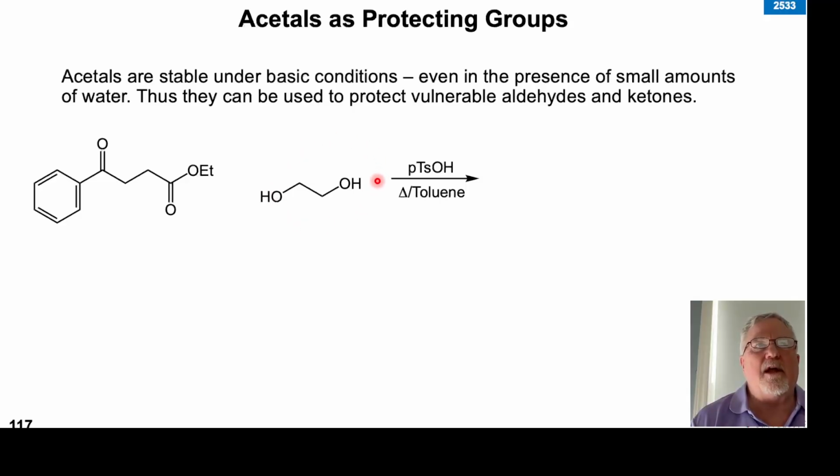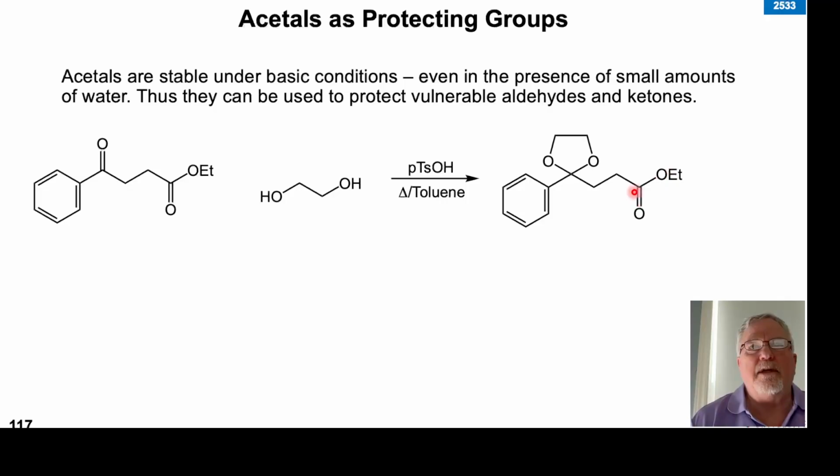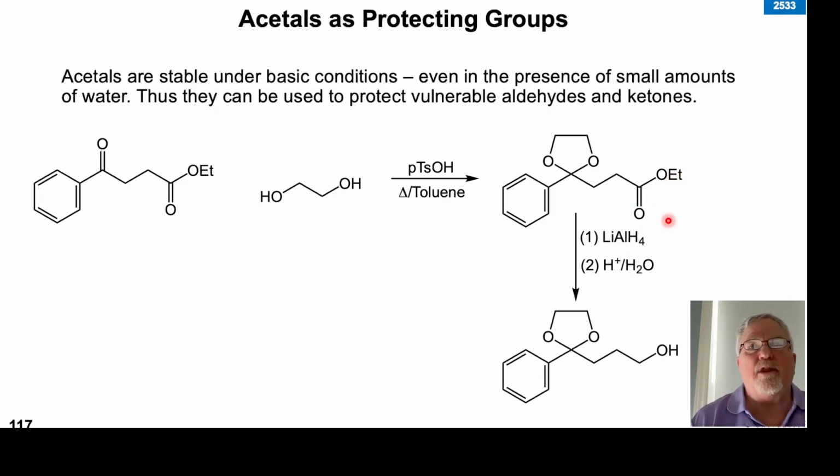Here we have ethylene glycol. We talked about the fact that we can use this to protect aldehydes and ketones. And if we're very careful and do this reaction with just one equivalent, we can protect only the carbonyl group of the ketone, and we leave the carbonyl group of the ester untouched. We can then react this with lithium aluminum hydride. Remember that these acetals, in this case a cyclic acetal, are stable under basic conditions.